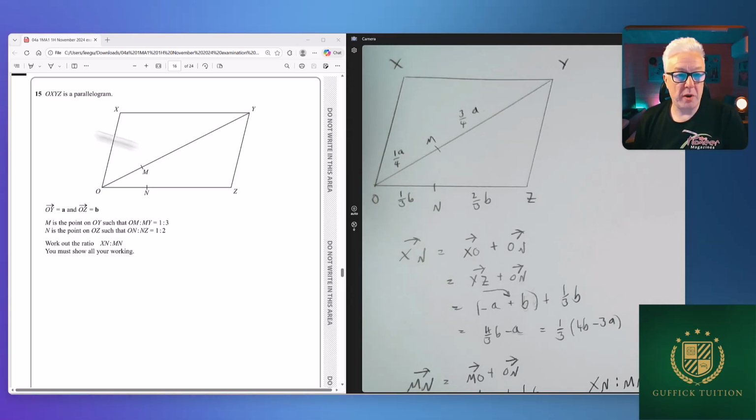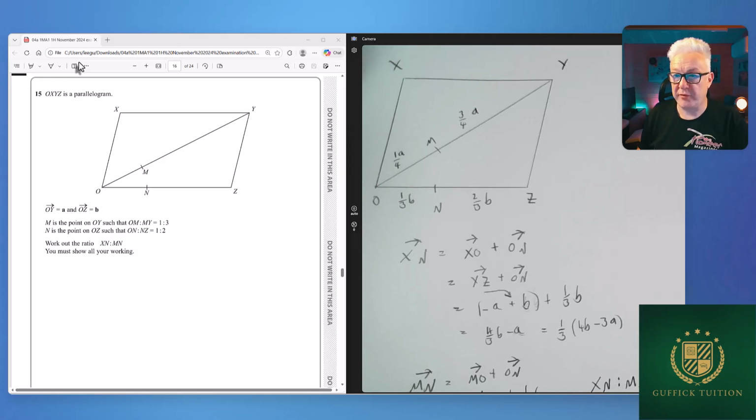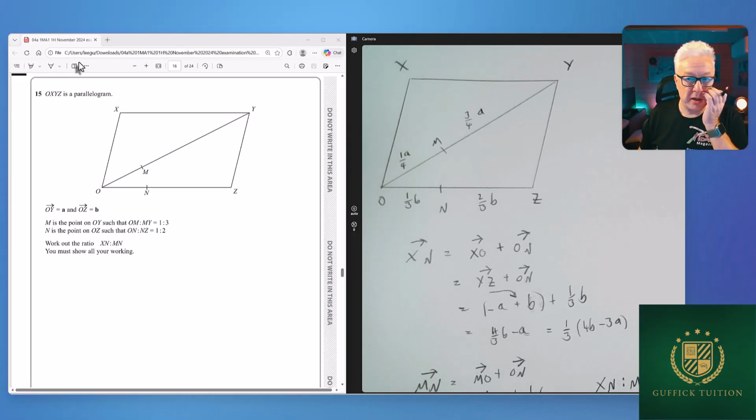Hello everyone, we've got what I think is quite a tricky vectors question here. Now, as always with vectors questions, there's lots of ways of doing it, and if you're watching this, I'm sure you might be able to think of an easier or more straightforward way of doing it, but this is just the way that occurred to me.